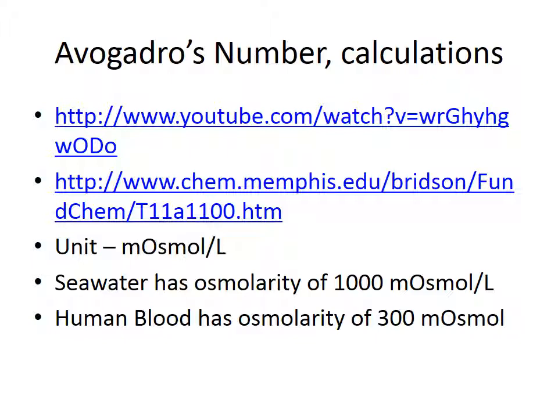The unit that we are going to be using is milliosmoles per liter, because in the body we don't use osmoles per liter. That's just way too big of a number. We use milliosmoles. Seawater has an osmolarity of 1,000 milliosmoles per liter. Human blood has an osmolarity of 300 milliosmoles per liter.